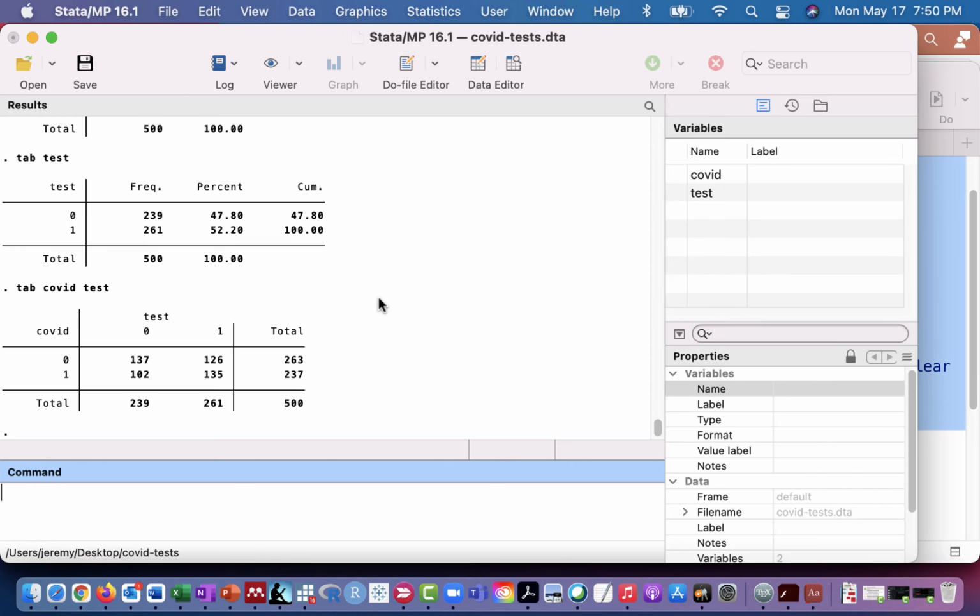500 people in total in the study. 263 total people with COVID equals 0, without COVID. 237 people with COVID equals 1, with COVID. 239 people where the test was equal to 0, the test said they were healthy. And then 261 total people where the test was equal to 1, the test said they were positive.